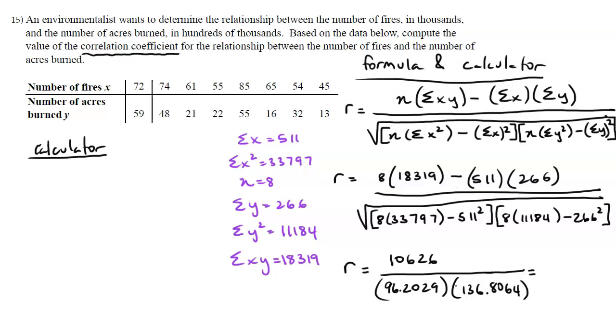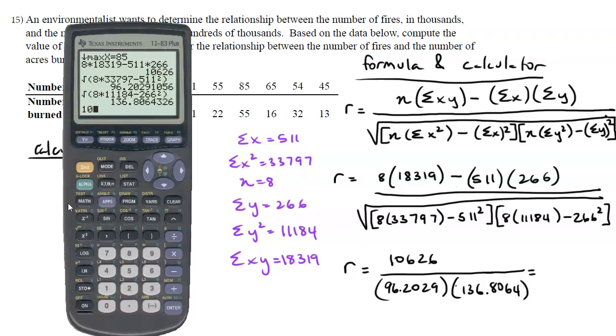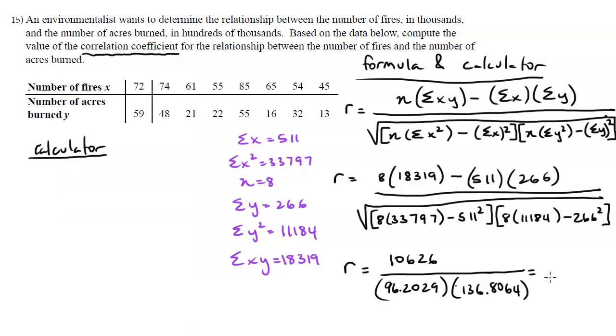Okay, let's divide these. 10626 divided by, open parentheses, 96.2029 times 136.8064, close parentheses, enter. 0.807. That's my correlation coefficient. Now let's see, this other approach is purely going to be using the calculator. Let's see if we get the same result.